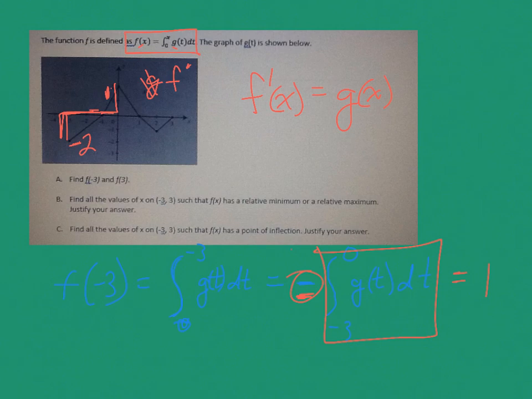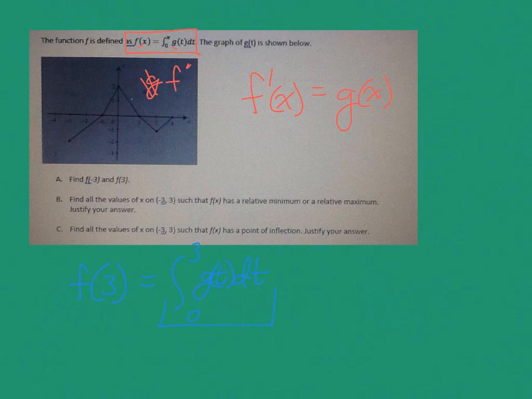Well, let's keep going and see if we can find f of 3. First of all, let's get rid of all of that then. So I want f of 3, and we're going to set that up the same way. That becomes the integral from 0 to 3 of g(t) dt. So it actually kind of looks like the fundamental theorem, but it's not quite really. But this is the area under g, or f prime, from 0 to 3. So we want all of that area.